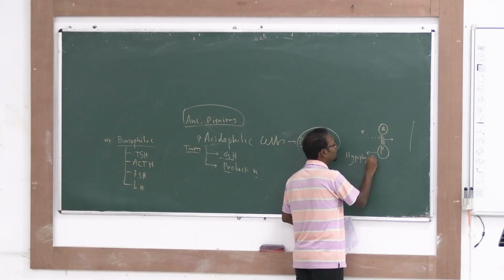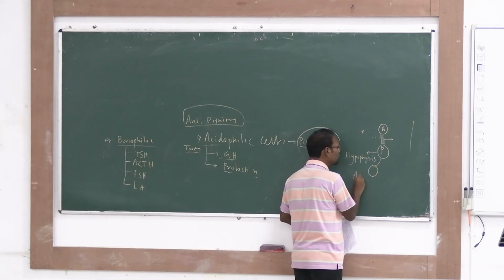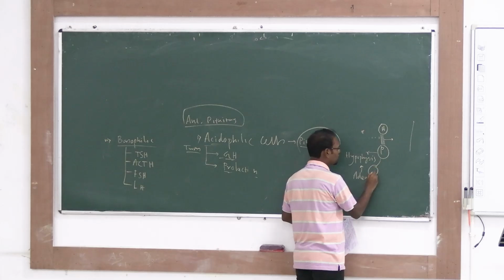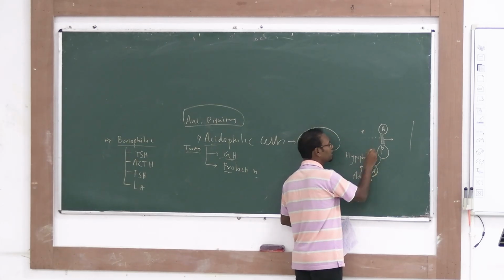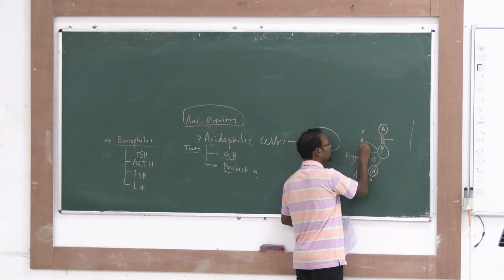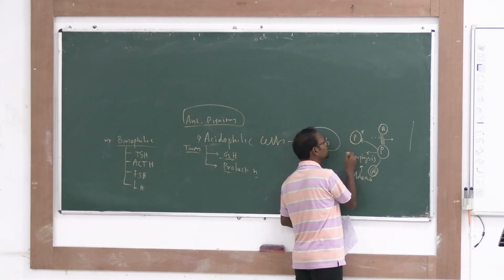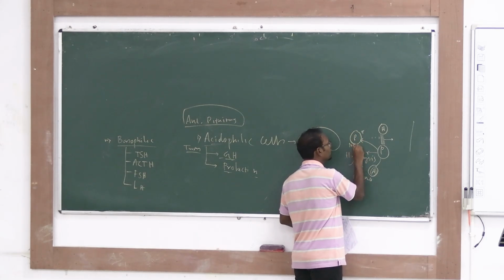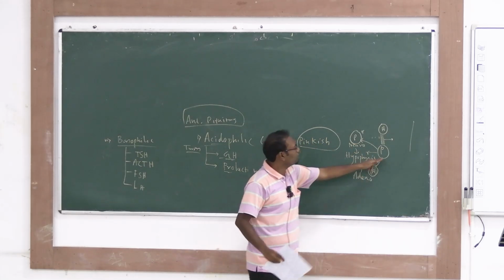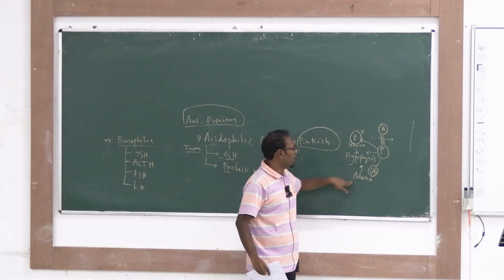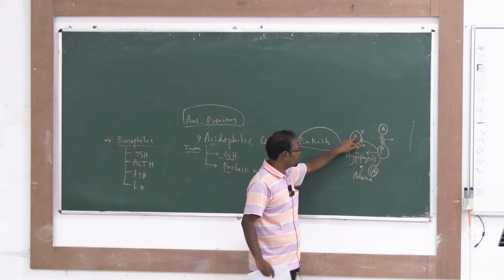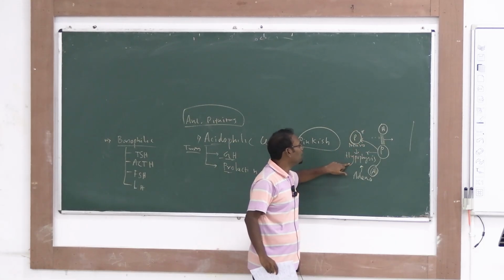Yes, hypophysis. The anterior pituitary is called adenohypophysis, and this is your anterior, A for adeno. The posterior pituitary is called neurohypophysis. So anterior pituitary is adenohypophysis, and posterior pituitary is called neurohypophysis.